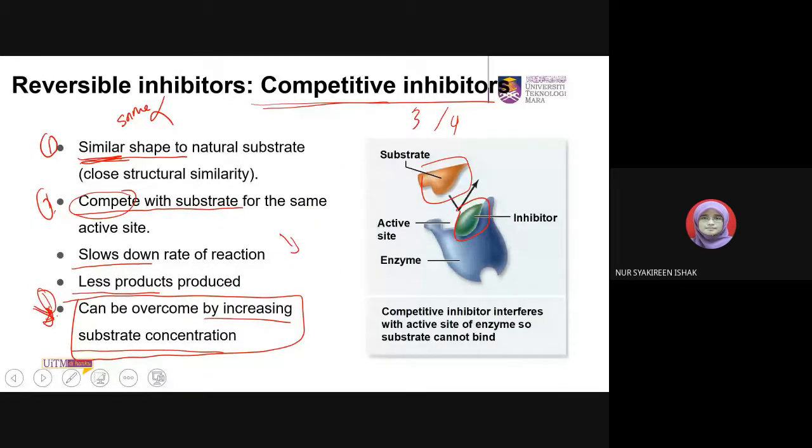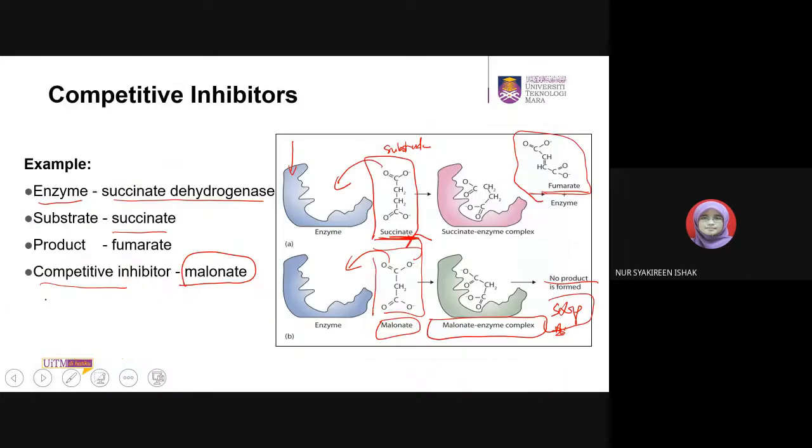Okay, so ini awak bolehlah jawab dalam punya point, tapi yang paling penting yang ini. Point 1, 2 dengan 3 ni. Yang last. Okay.